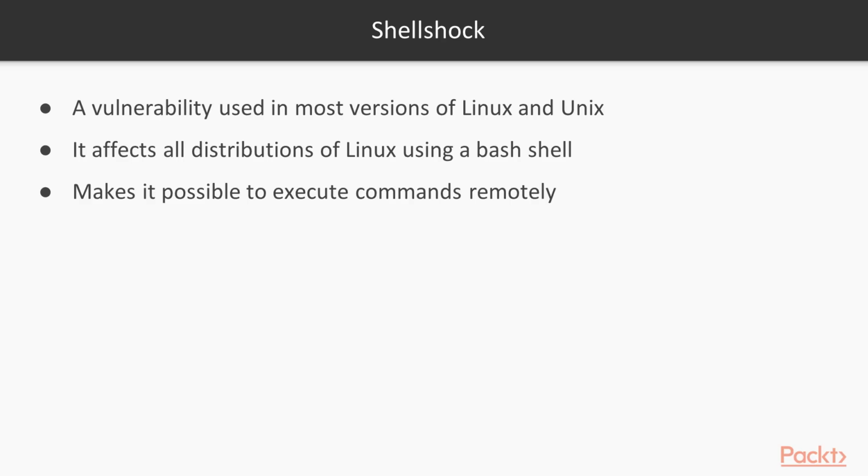Shellshock, or bash door, is a vulnerability that's used in most versions of Linux and Unix operating systems. It was discovered on September 12, 2014, and it affects all the distributions of Linux using a bash shell. The Shellshock vulnerability makes it possible to execute commands remotely using environment variables.